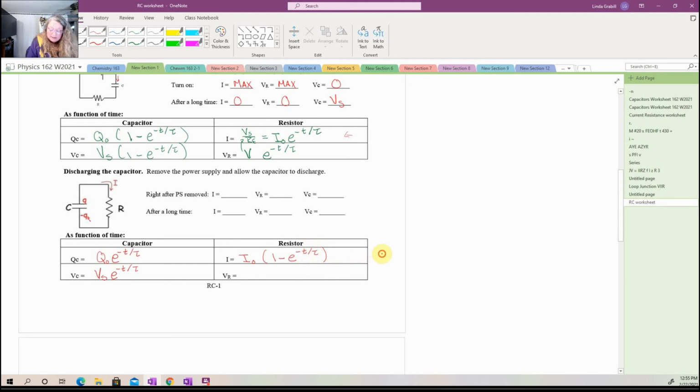So if this is happening with my current, we define the voltage drop across a resistor in terms of current and the resistance. So the V on the resistor is going to be the max voltage drop. Let's see, and it's increasing.